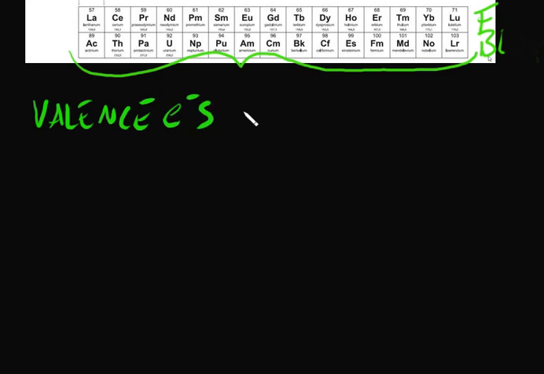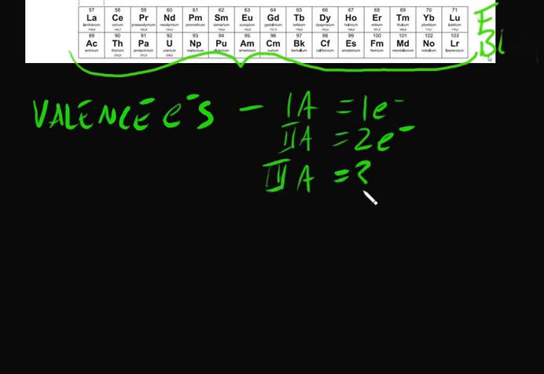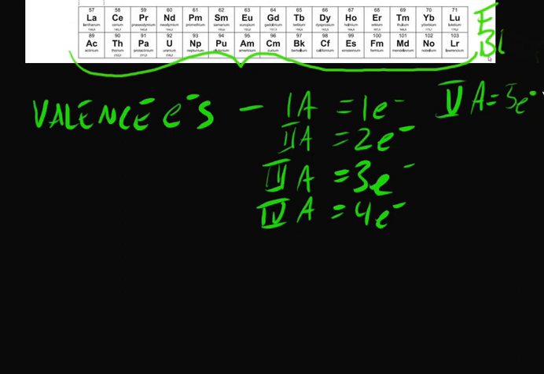Valence electrons. So as I said, 1A equals 1, 2A, 2, 3A, 3, and so on and so forth. 4A, 4 valence electrons, 5A, 5 valence electrons, 6A, 6.